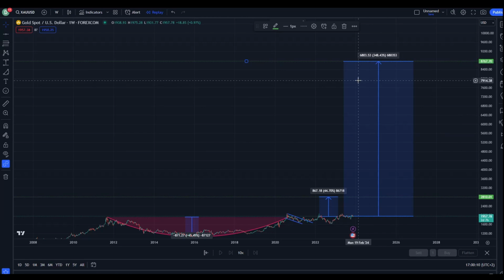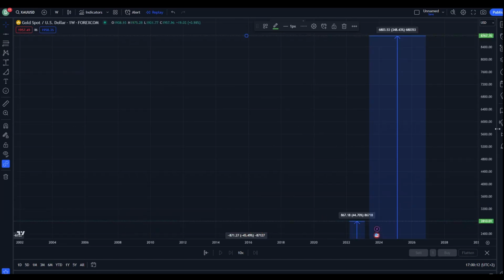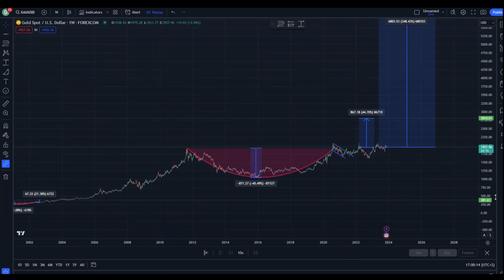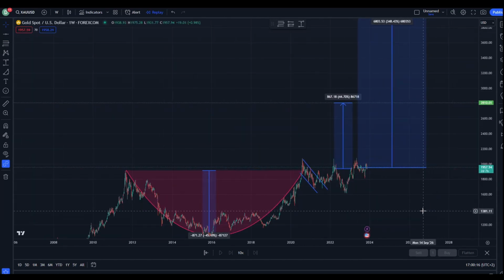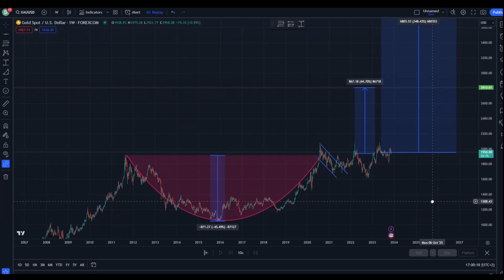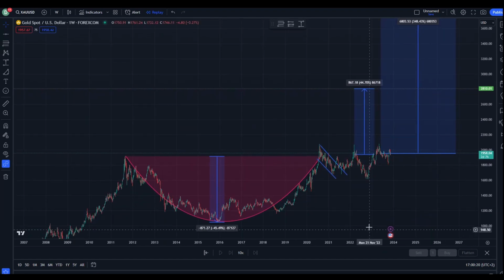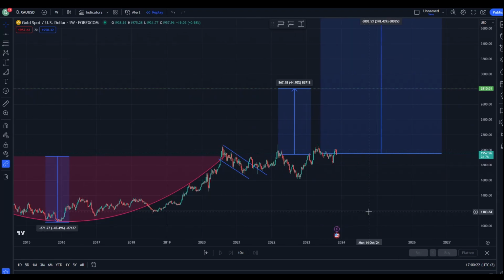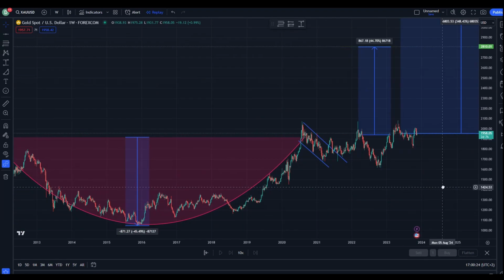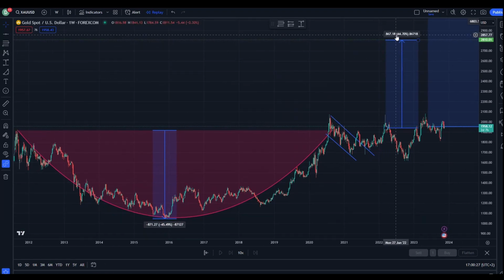Zooming back to the current situation over here, you see, even though there is such a huge potential of an increase, I'm not telling you to try catching all of it. You see, even if you can catch simply the target from the cup and handle pattern up to 2800, this would be one colossal and extremely profitable movement for you. Even if you catch just half of it, up to about 2400, this is still going to be extremely profitable.